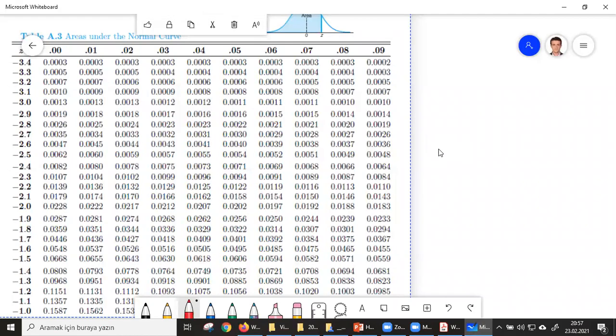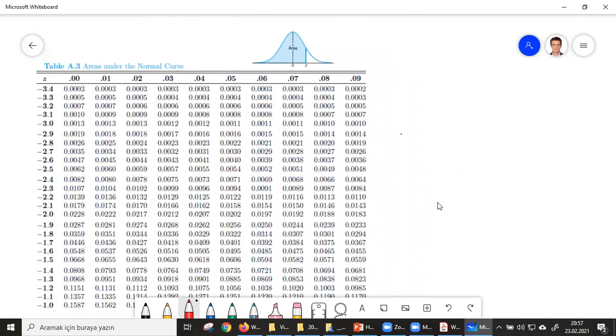Okay, so this is the table from the book, right? To find the probability, or the area under the normal curve. So how to use this table? For example, let's try to see what this value is. Let's say this value 0.0274. In fact, this is equal to minus 1.92.